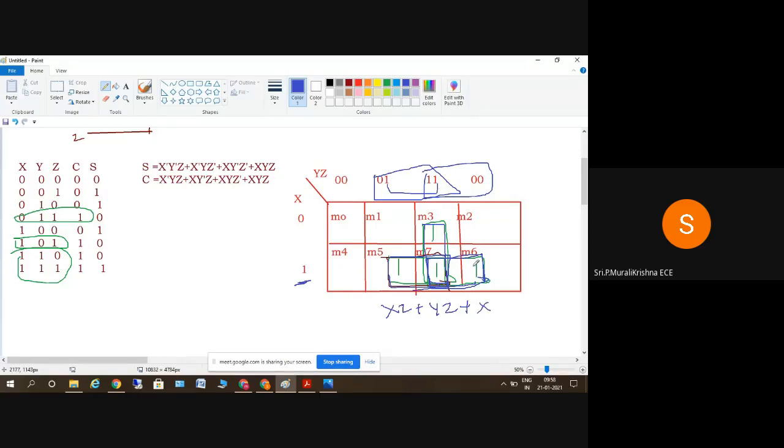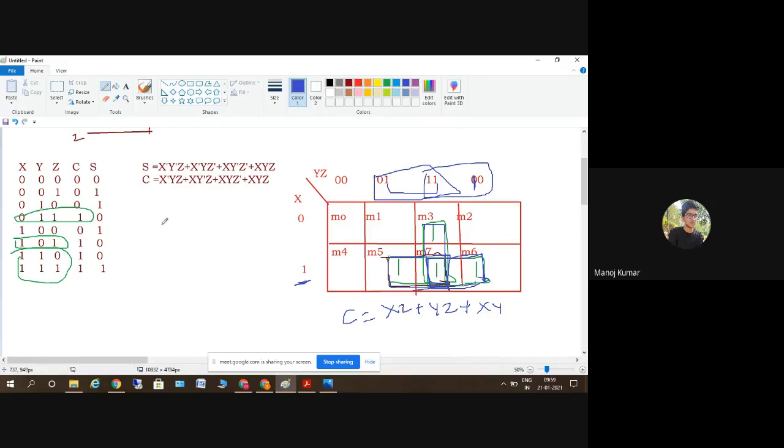Okay, and sorry, this is not 0, 0. This is 1, 0, sir. 1, 0. And it is XY. So C, the simplified version of carry, is equal to XZ plus YZ plus XY. Okay, XZ plus YZ plus XY. Clear?